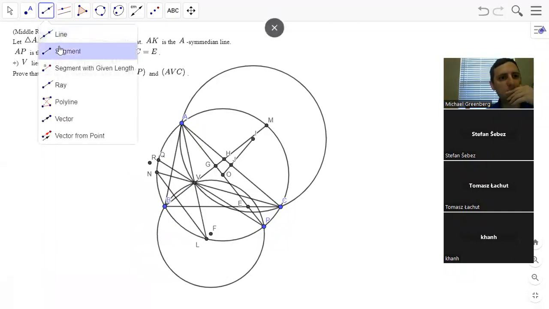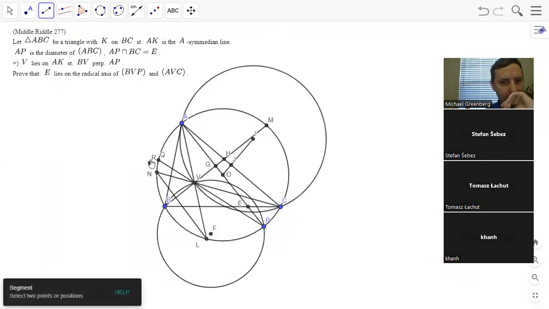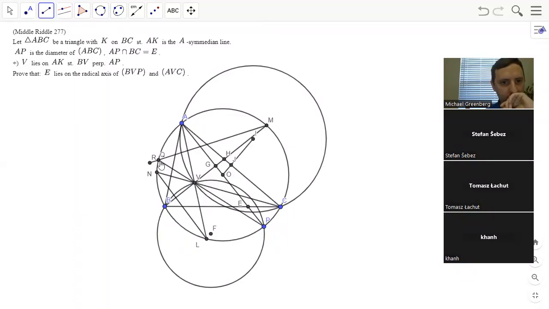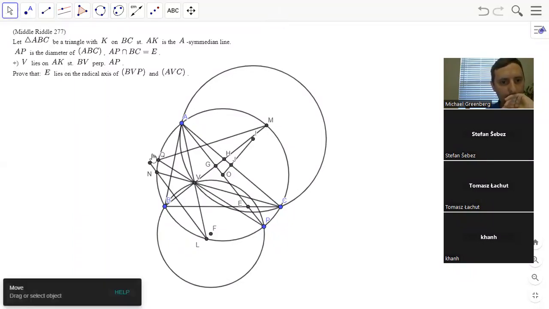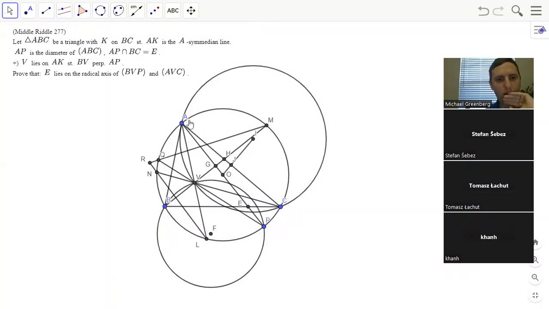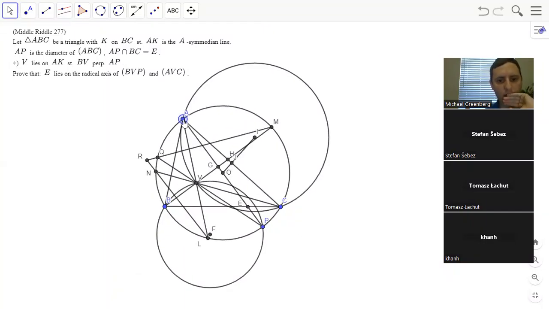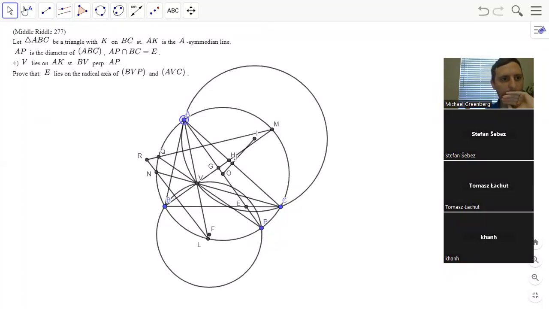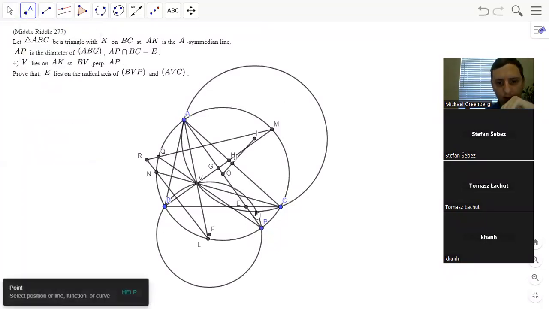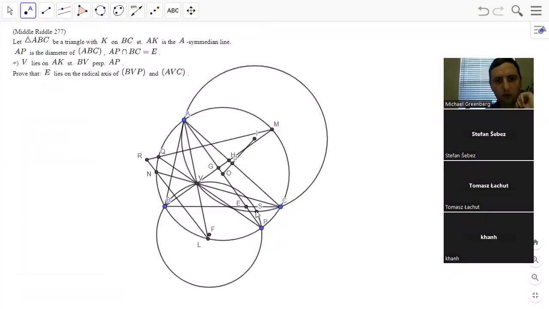So R is actually the image of the other point where the two circles meet, other than V. This inversion swaps that point with R. In other words, we need to prove that R, V, and E are collinear. Yeah, S goes to R. So if we could show R, V, and E are collinear, that would solve it.